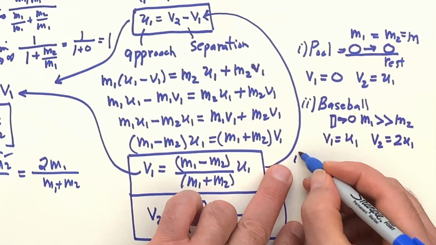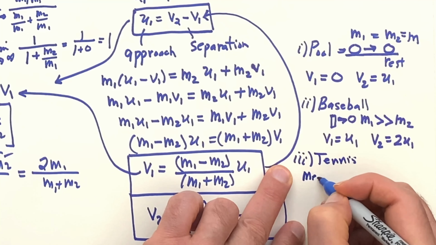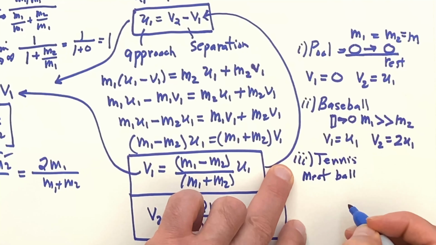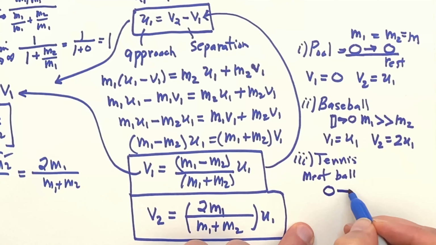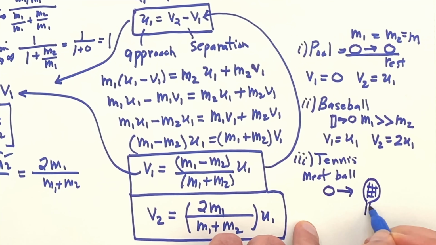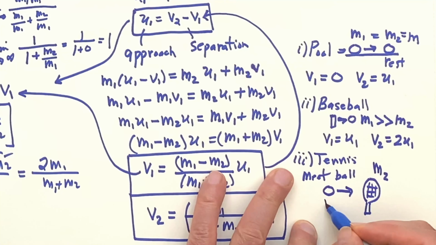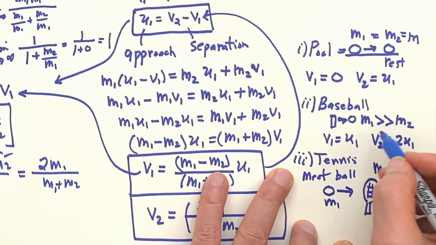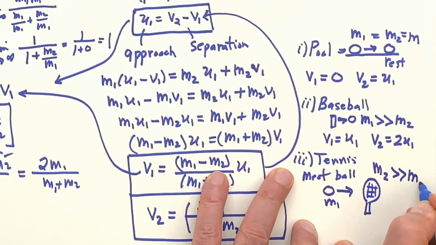So the next case, case 3, I'm going to call tennis, and this is the case where you meet a ball. In this case, the ball is going to hit the tennis racket. Let's draw a little picture. Here's the tennis ball coming like this, and here's the racket. So the second mass is going to be the big one. It's the reverse of what we had before, where the first mass was the big one.